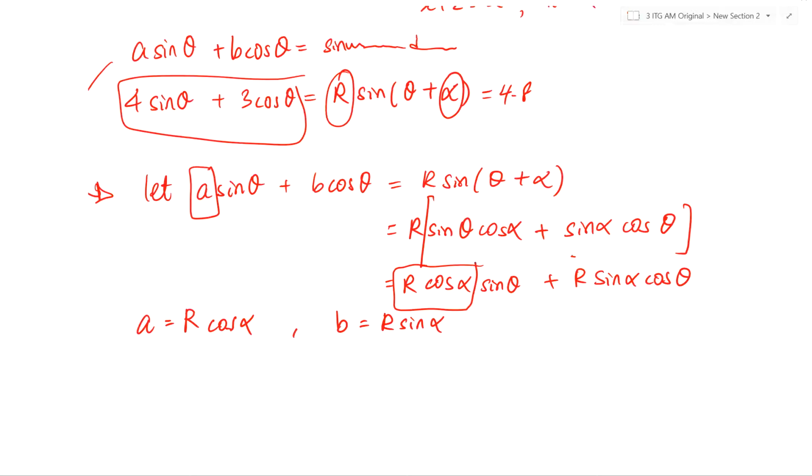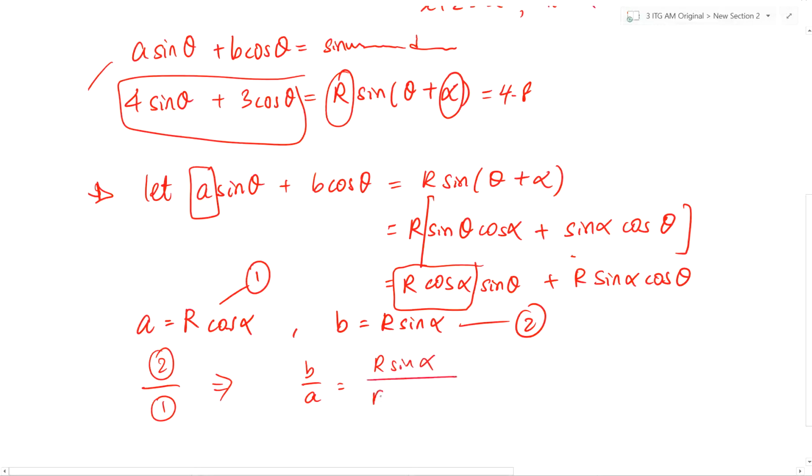So here I have two equations. I want to form a tangent alpha. How do we form a tangent alpha from these two equations? Let's call this equation number 1, and this equation number 2. How do I form a tangent alpha? Number 2 over number 1. So we have b over a equals number 2 over number 1, r sine alpha over r cosine alpha, which is tangent alpha, right?